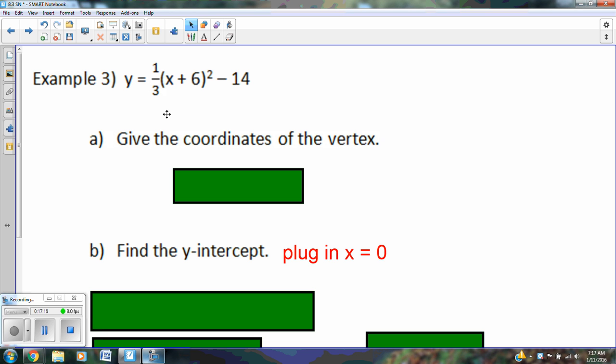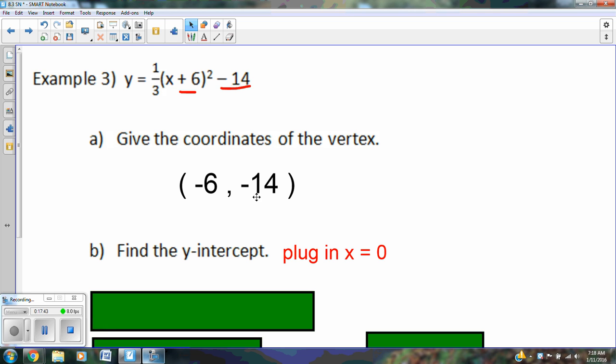Example 3, we've got 1/3 times the amount x plus 6 squared, and then minus 14 at the end. So, what are the coordinates of the vertex? Remember, you can always use this: it'll be the opposite of this one and exactly what this is. So, opposite of the first one is negative 6. Exactly what this is, negative 14. So the vertex for this piece, moving 6 to the left and 14 down, would be negative 6, negative 14.